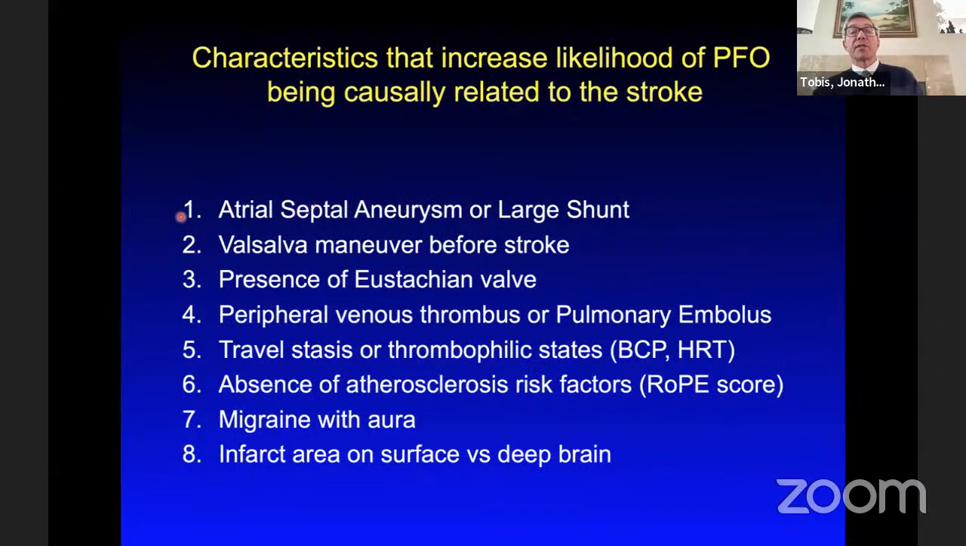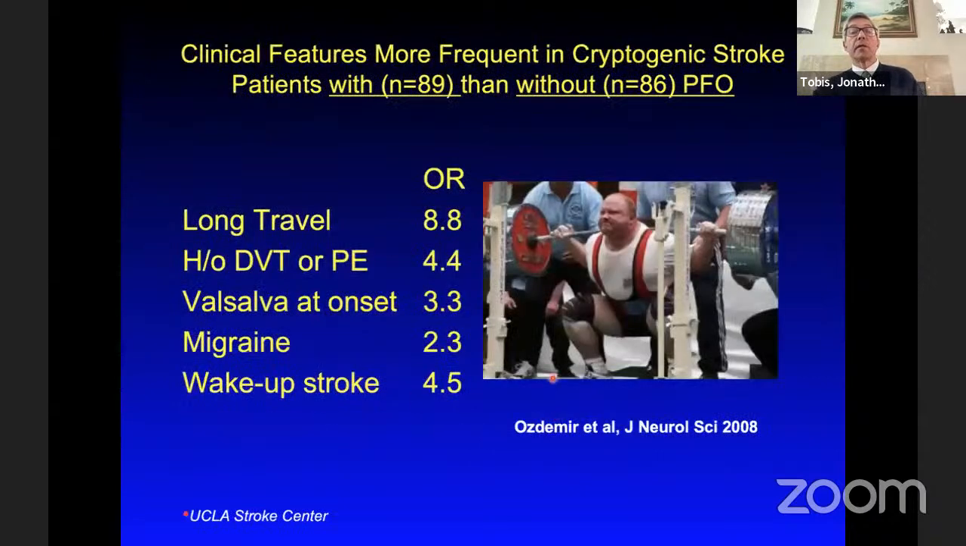These are some of the characteristics that increase the likelihood of a PFO being causally related to the stroke. So the neurologists will go through this list, both in terms of anatomy and history, migraine with aura, where the infarct size is. Here's an article showing that these conditions increase the frequency that the cryptogenic stroke was associated with the PFO: long travel, DVT or pulmonary embolism, Valsalva on onset, migraine, or waking up with their stroke. I actually don't see this that often, but we do.